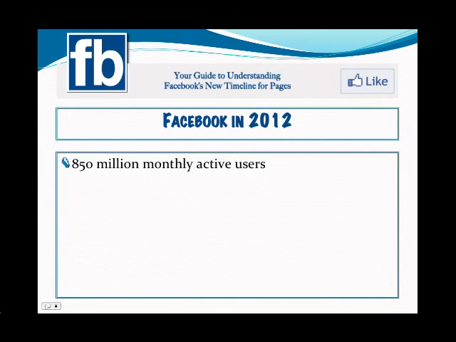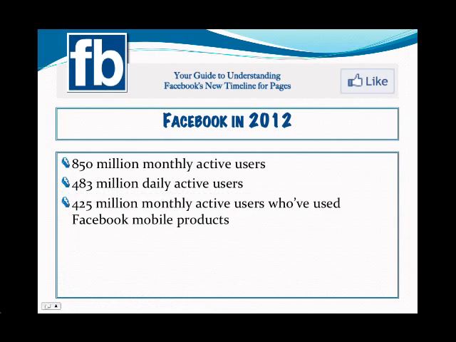Okay, Facebook in 2012 has some 850 million monthly active users. That is a huge base of people, potential customers for you and your business. And of those 850 million, 483 million of them are daily active users. These are people that log on to Facebook each and every day. And a large percentage of these people actually access Facebook through their mobile products. So these people are on the go and accessing Facebook with their smartphones and their iPads.